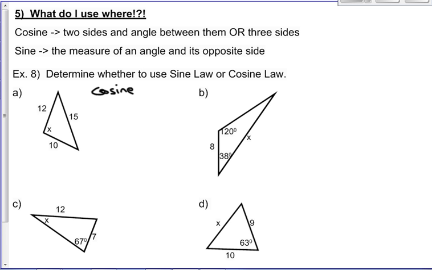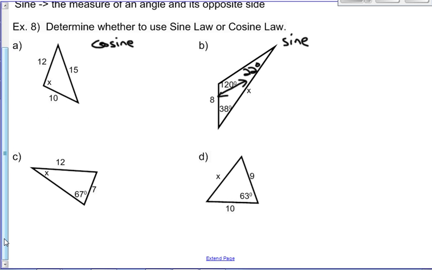In the next one, what do we know? We don't seem to know very much. But we could easily find the last side. It's going to be 180 minus 120 minus 38. And once we know that, we know a pair. So this is going to be sine.